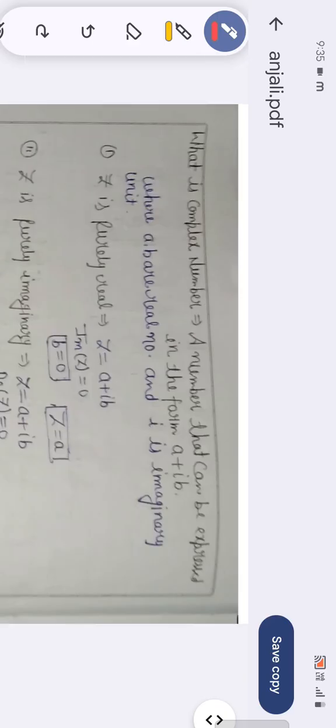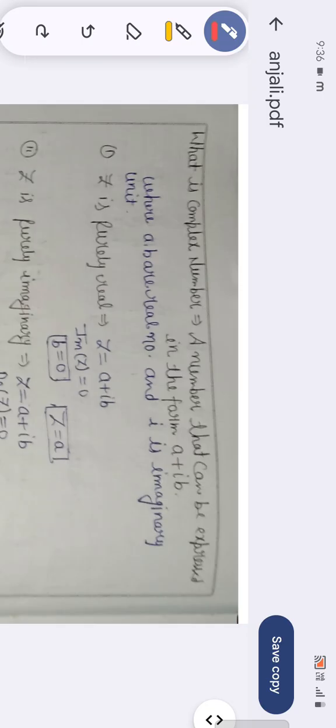And the next topic: what is a complex number? We have read what iota is and how we can find the value of iota's power. And in any equation, if 4 consecutive powers of iota come, then this will always be 0. And now we will come to what a complex number is.